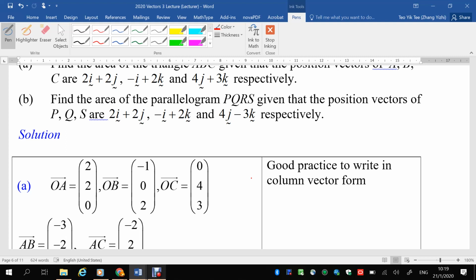Okay, so question wise, everything is given in IJK. I told you in your lecture notes that it is good practice to write in column vector form, because sometimes you already have all the I and J making a mess for you. Write down everything neatly in your column vector. Then I want the area of triangle ABC. So what to do next?